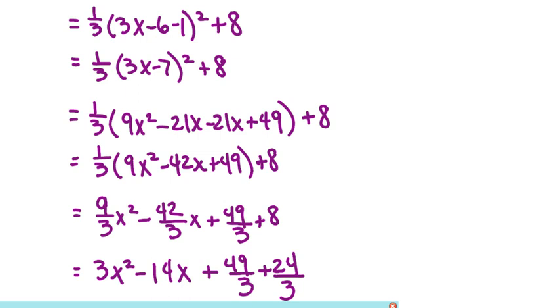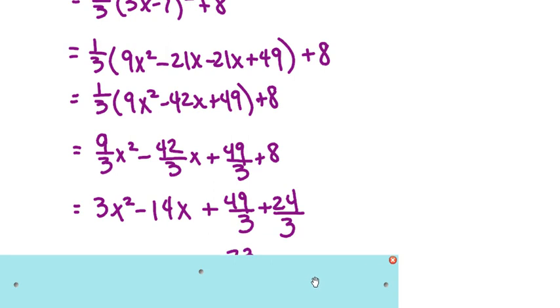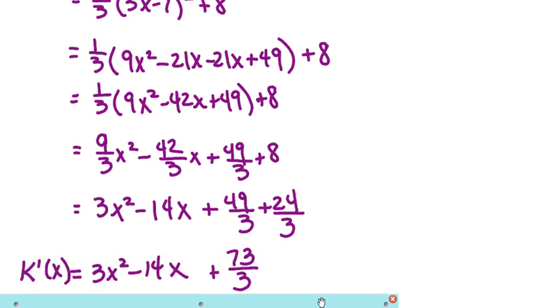Because they have the same denominator, I can add my terms together. 49 thirds and 24 thirds would be 73 thirds. We cannot simplify it, so we would leave it as is. So here's our final transformed equation for k: 3x squared minus 14x plus 73 thirds.